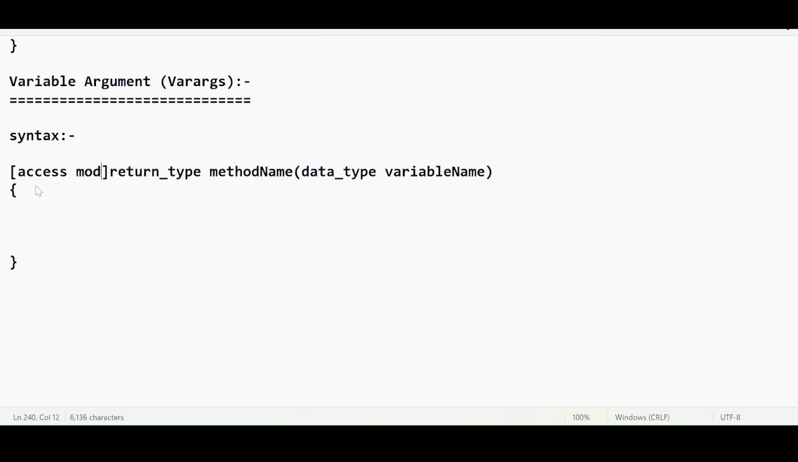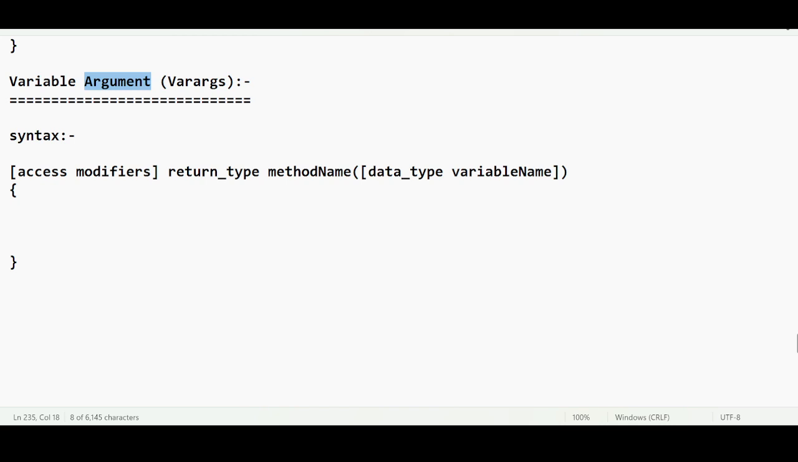Access modifiers are optional, which is why I have specified them in brackets. Parameters are also optional. You may use them or not, no issues. There is another kind of method called varargs methods, variable argument methods.